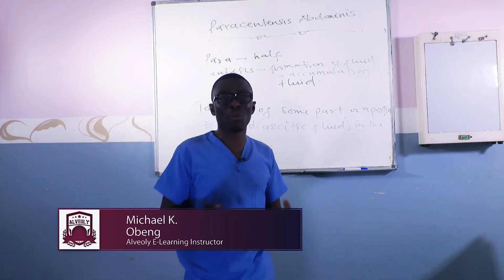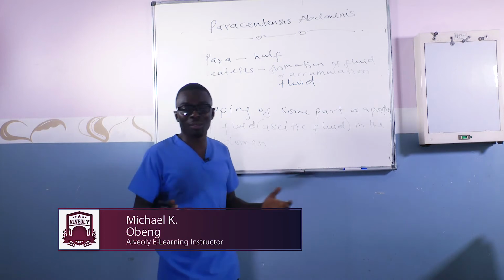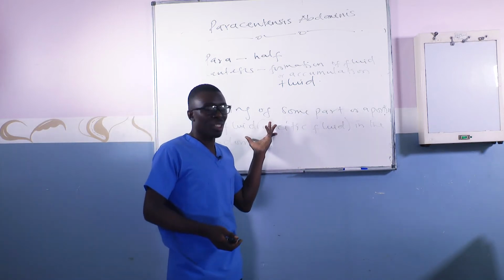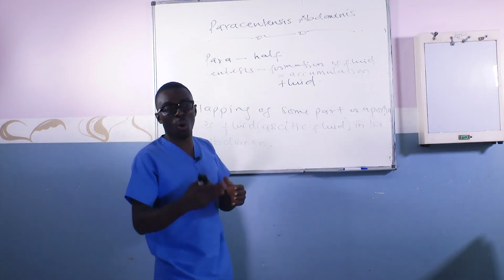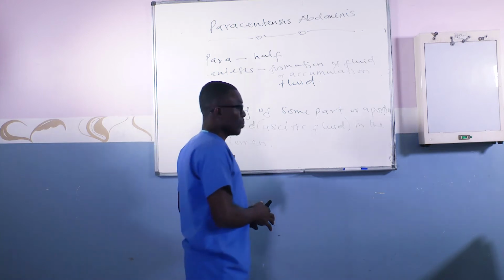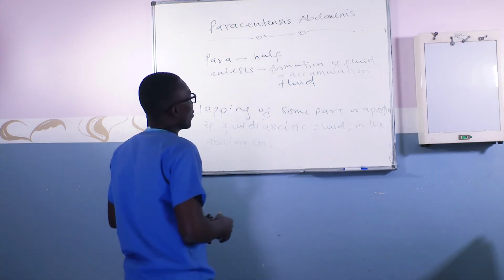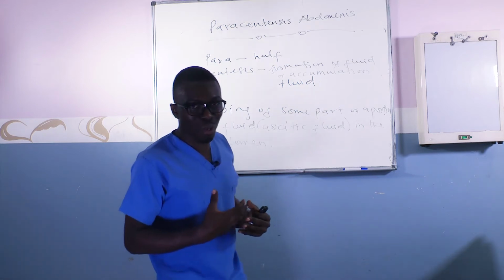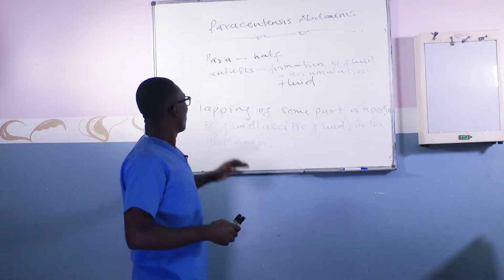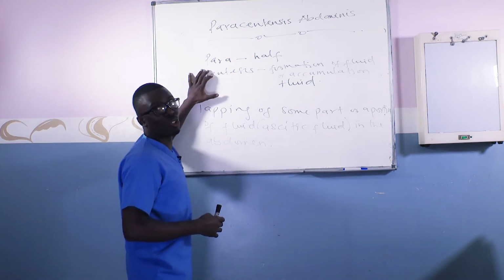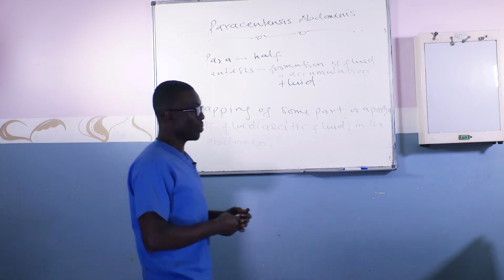Okay. So basically, that is the definition of paracentesis abdominis. It is the tapping of fluid from the peritoneal cavity, to be specific, ascitic fluid. But it's just a part or a portion of the fluid that we are tapping. Okay. Now, let's look at some of the nursing interventions that are very important, especially during exams.